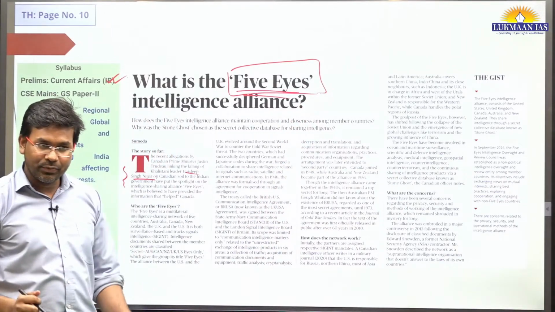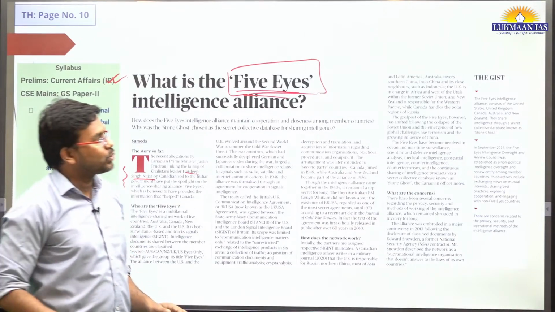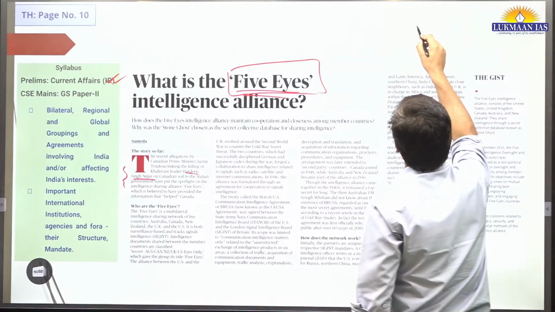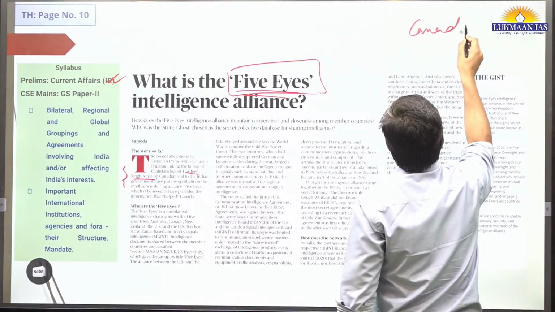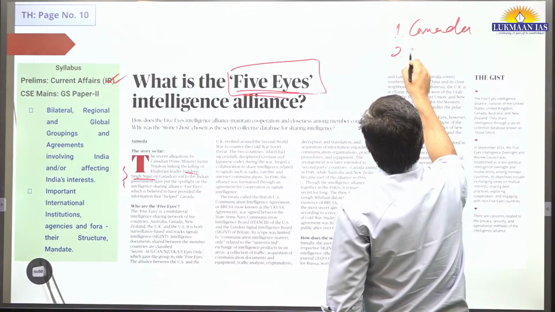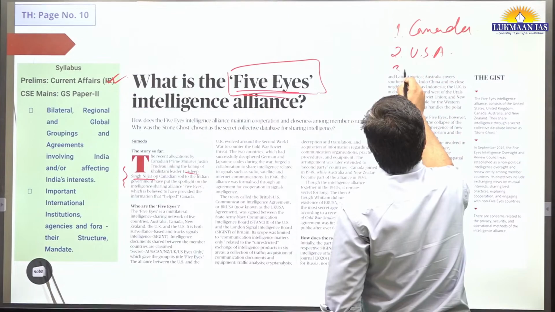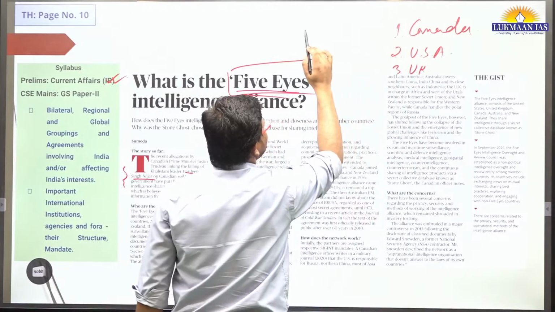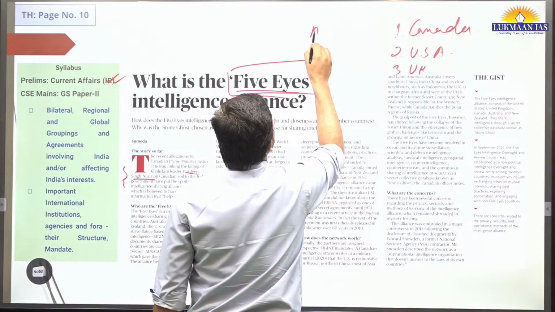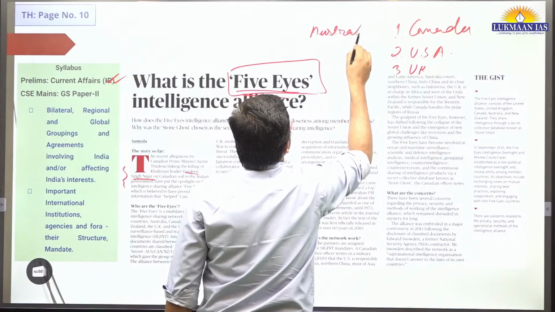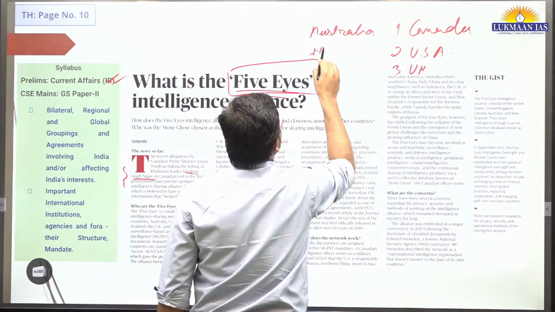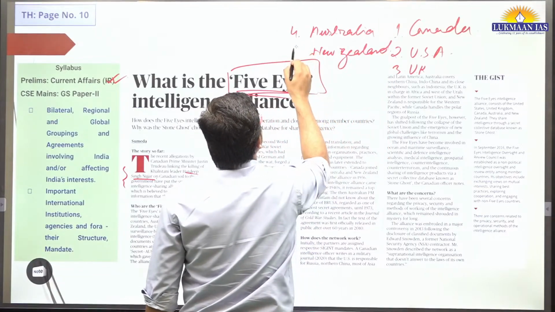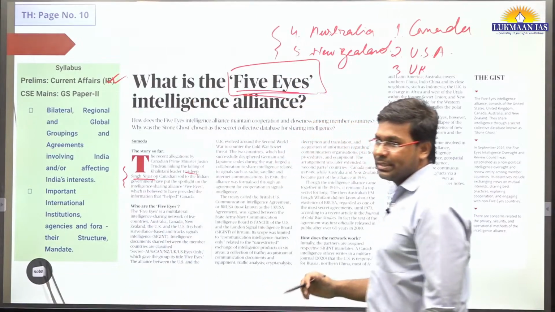So it's a kind of alliance where we have five countries. Three of these countries are from the North American side. One of the countries is Canada. Then second is the United States of America. Third is the United Kingdom. So these are from, let's say, the American continent. And then we have Australia and New Zealand. So these are the member countries of the Five Eyes Alliance.